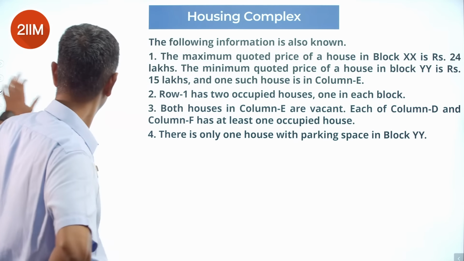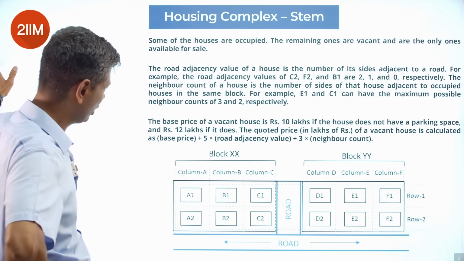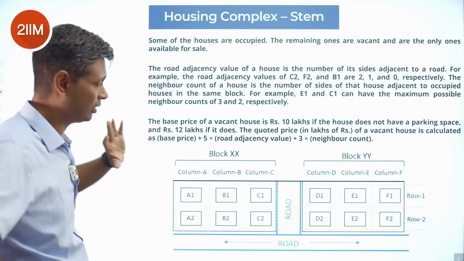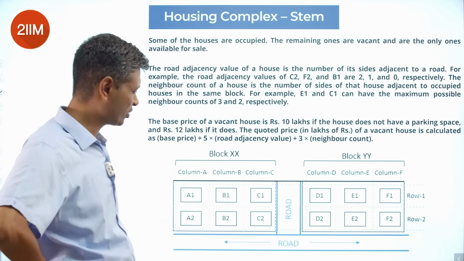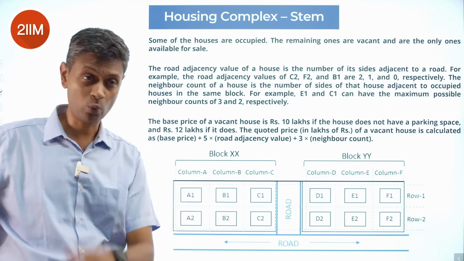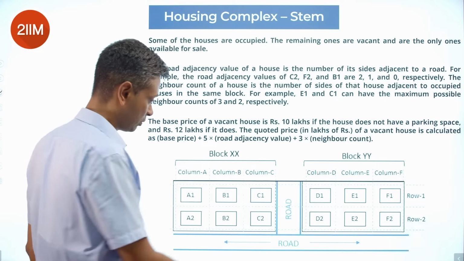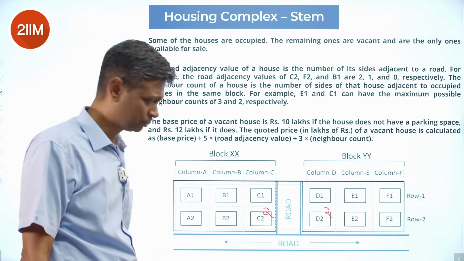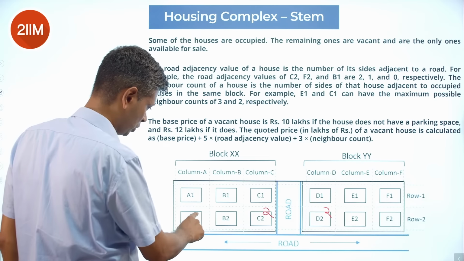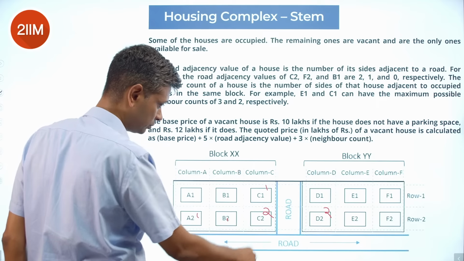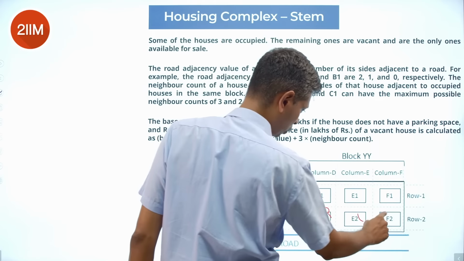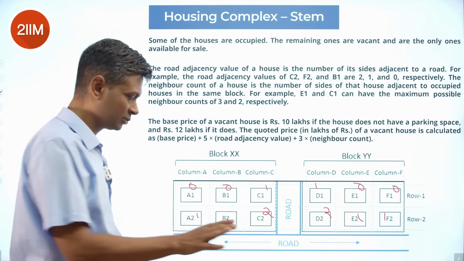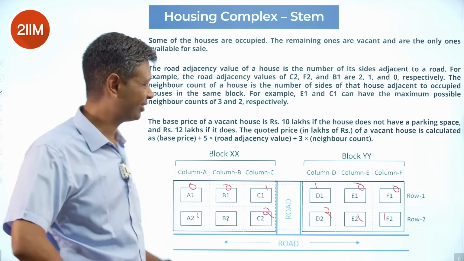Nice. I can't obviously remember all of this, so I'm going to think about road adjacency and neighbor count. Road adjacency, not row adjacency. This one is 2, and this one is 2, two roads. Only those 2 are 2. These 2 are 1, 1. This is 1, this is 1, 1, 1. This is 0, 0, 0, 0. Fill in road adjacency. That's done.